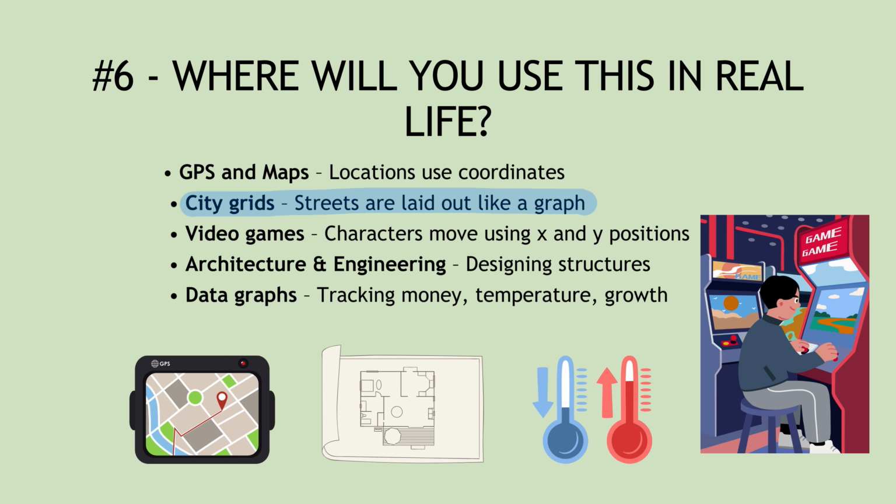City grids, how your city is laid out. You might have a park 100 feet up and 2 feet to the right. That's a coordinate plane. Video games. If you play anything like Call of Duty, Fortnite, even Animal Crossing, any video game that has a map is using a coordinate plane because you have to get your character to a certain point in order to achieve or pass the level. That's all coordinate plane. If you're into architecture and engineering or designing structures and getting straight lines, you're using a coordinate plane because you have to draw straight lines.